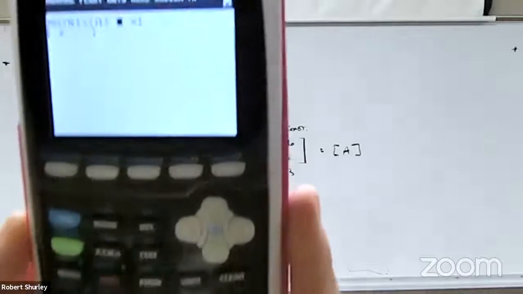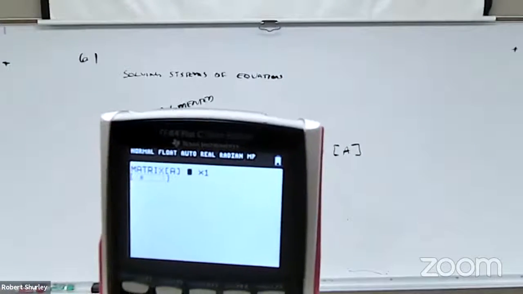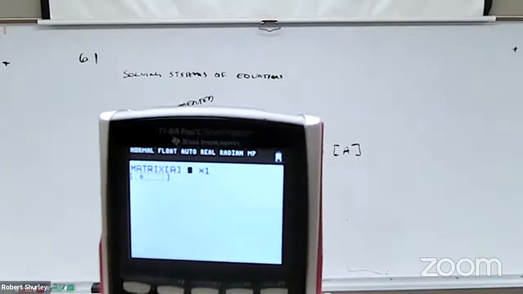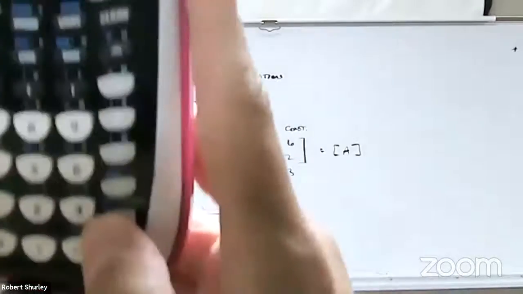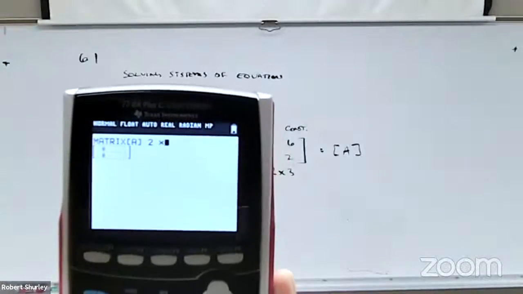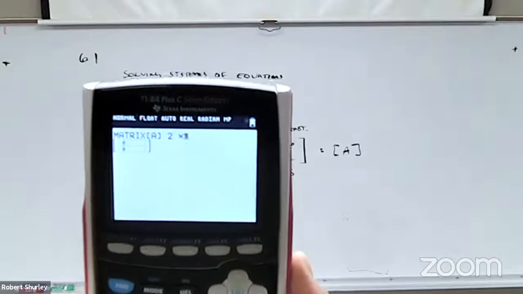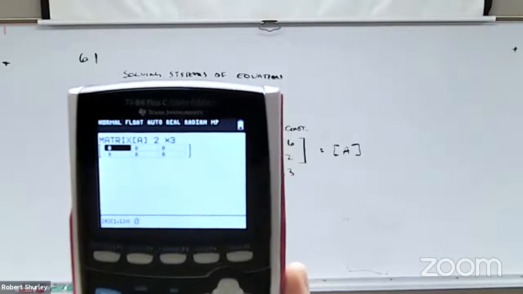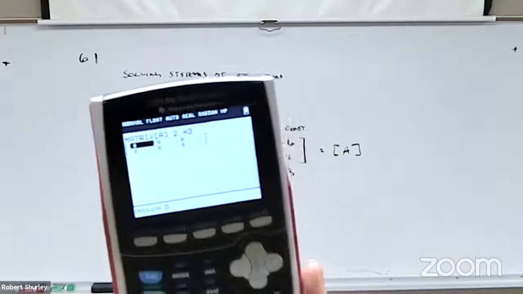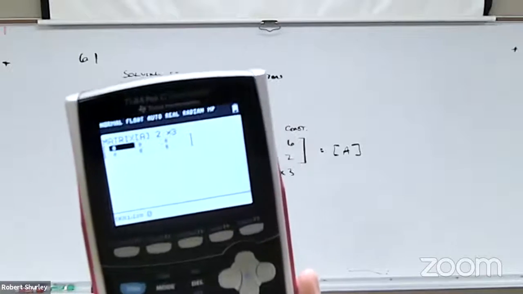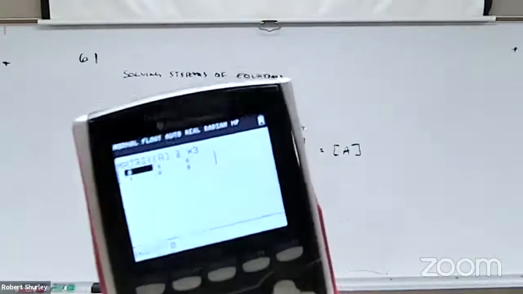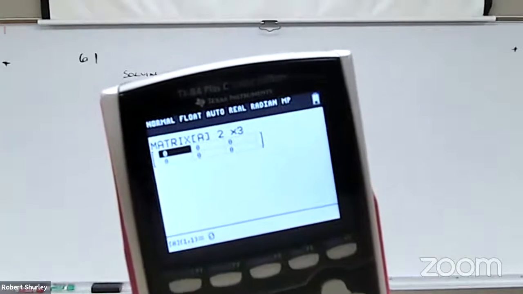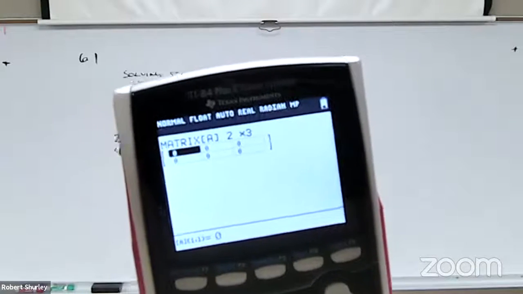Remember, this is a 2 by 3. So I'm going to put 2 into that first number that says 1. So I click 2 and then hit enter. And then I'm going to hit 3, and then I'm going to hit enter. And look, your calculator now might not look just like this. If you have a different edition, it might have a different color or something like that. But notice it created a 2 by 3 matrix.